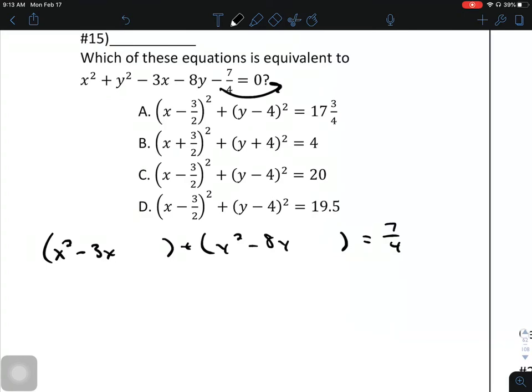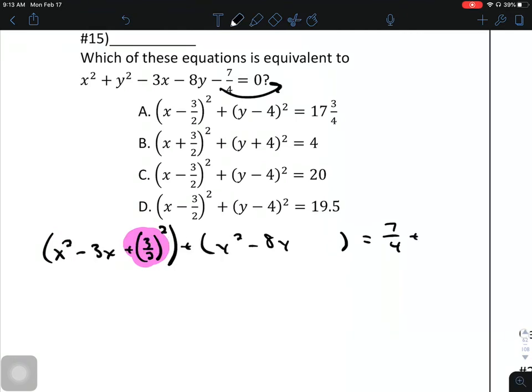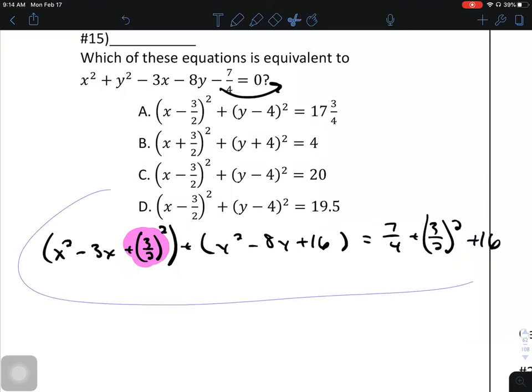To complete the square, I'm going to have to take half of negative 3, which would be 3 over 2, and square it. I'm not going to actually square it, I'm just going to write that I'm squaring it. If I do that to the left, I got to do it to the right as well. So I'm going to add a (3 over 2) squared. Then I have to take half of negative 8, which is negative 4, and square it, and that's going to be 16. Do it to the left, I got to do it to the right.